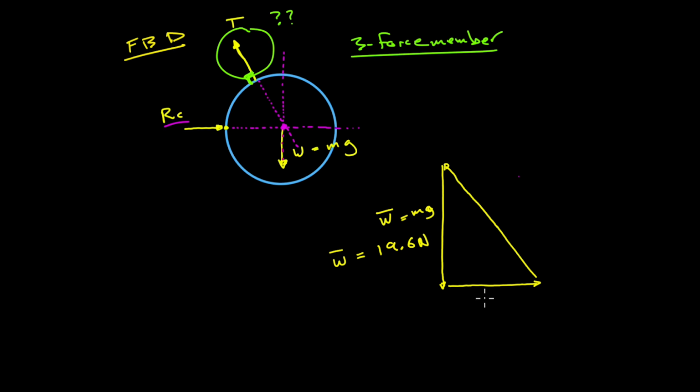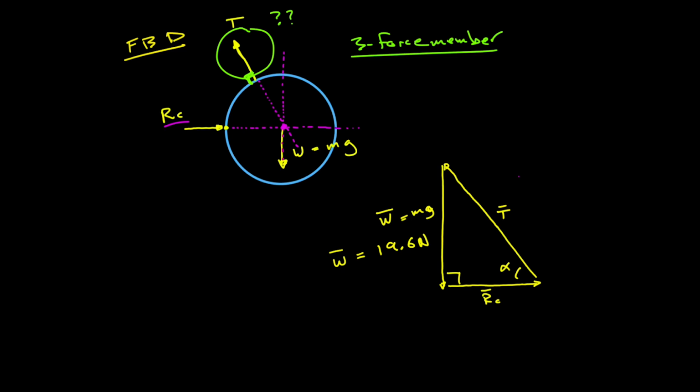Now this vector here is RC. This is the reaction at C. And what we know is that there's a right angle between the weight vector and the reaction at C, because weight is vertical, RC is horizontal. Now the tension vector over here, we're not exactly sure, but we ought to be able to sort out what this angle alpha is by using the given geometry.